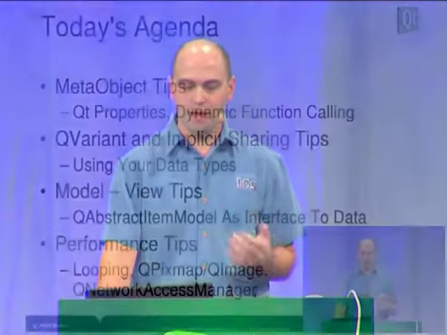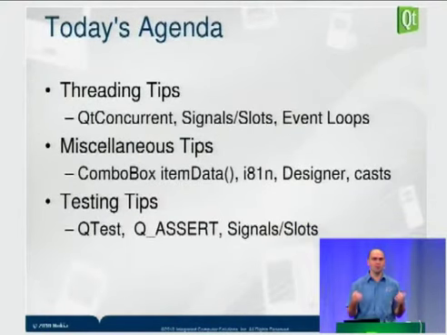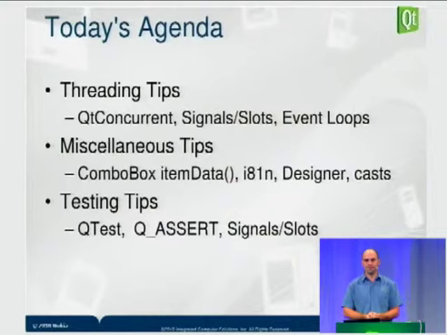We'll talk about QVariant, which is a meta type, and we'll talk about implicit sharing, which is how you can save memory by having data classes not be copies of each other, but be reference-counted pointers to each other. We'll talk about some pitfalls when using model view controller in Qt, and we'll talk about things with performance, how to make your applications faster. Then we'll move into some threading tips, miscellaneous grab bag, and finally, some things where Qt can help you test your application.